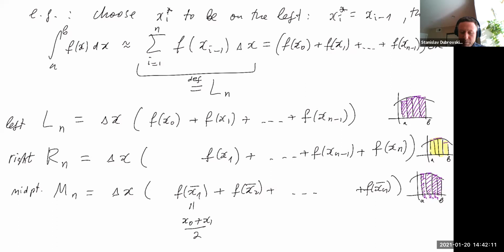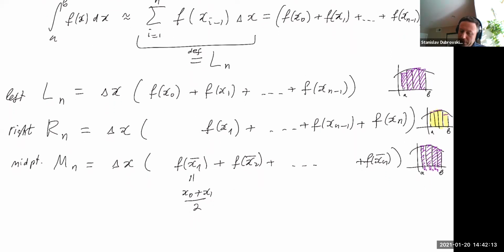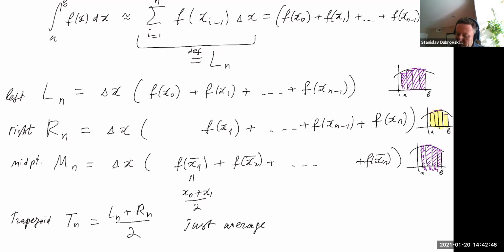Then comes a more interesting, more sophisticated rule. The next more sophisticated rule is the trapezoid rule. By trapezoid rule, we will just mean the average between the left and right-hand rules. So trapezoid: T_n would be just (L_n plus R_n) over 2, just the average of the left and right-hand rules.